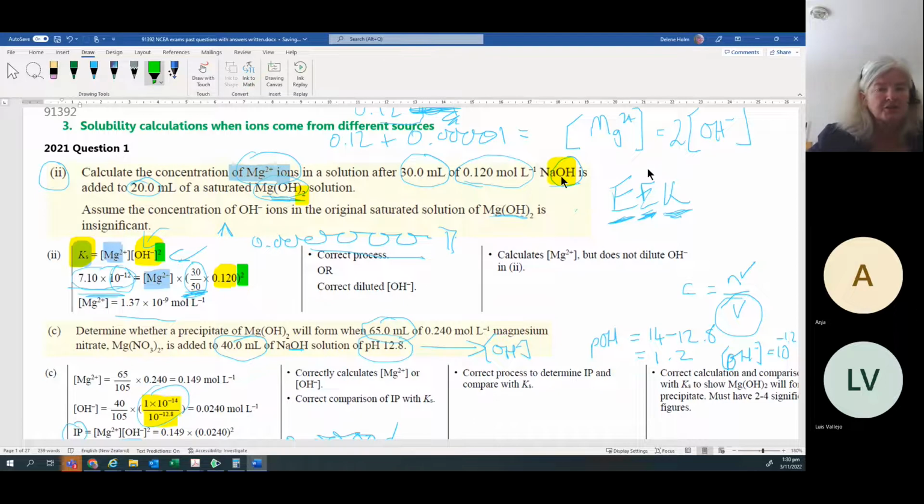The amount of sodium hydroxide, the amount of hydroxide ions, has got nothing to do with the amount of magnesium ions, because they're from 2 different sources. I could have a tiny amount here and I could have lots over there.